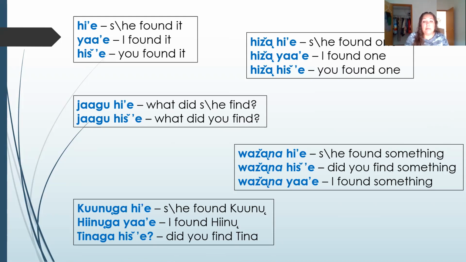And then here we're talking about finding somebody. So kuno ga hi'e, he or she found kuno. You could also ask that as a sentence. Kuno ga hi'e, did he or she find kuno? Hino ga ya'e, I found hino. And then you could also throw in my khate, Raj. So English names, you can throw those in there too. So Tina ga hish'e, did you find Tina?